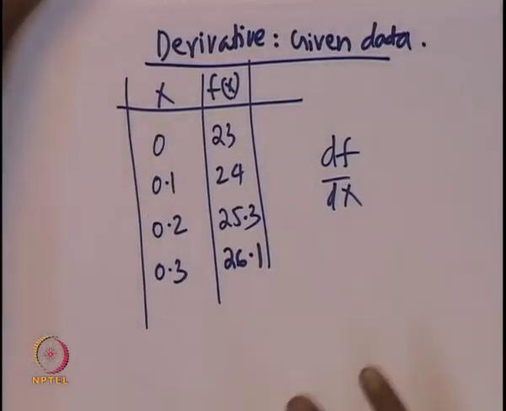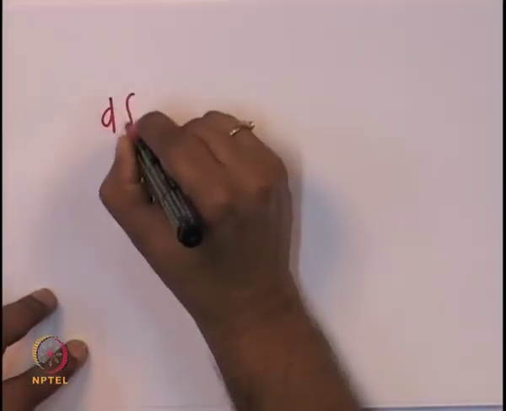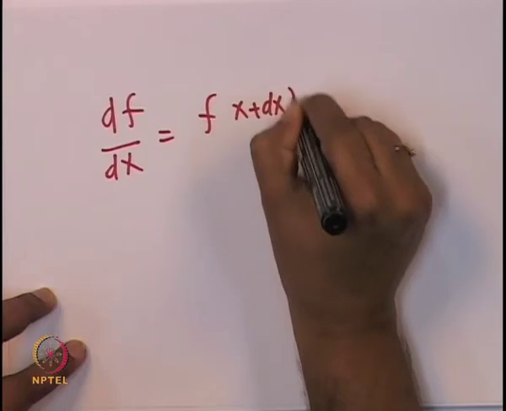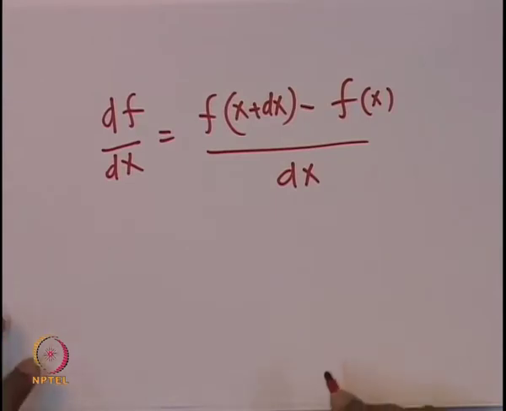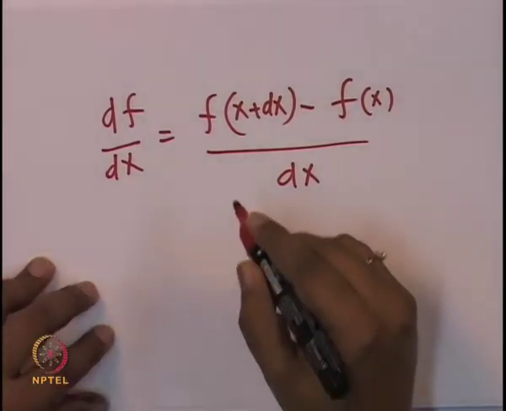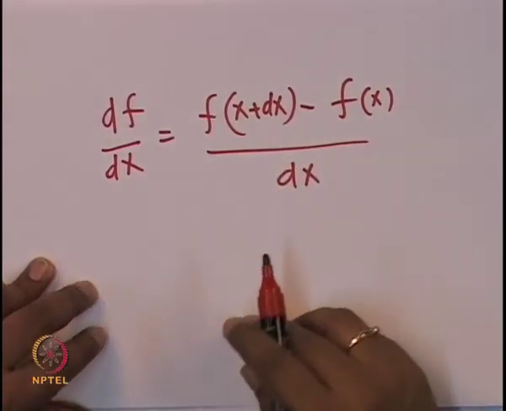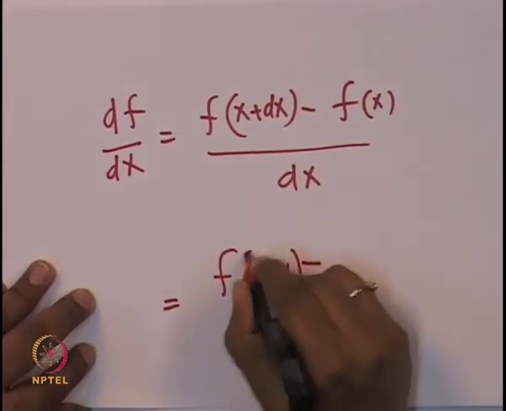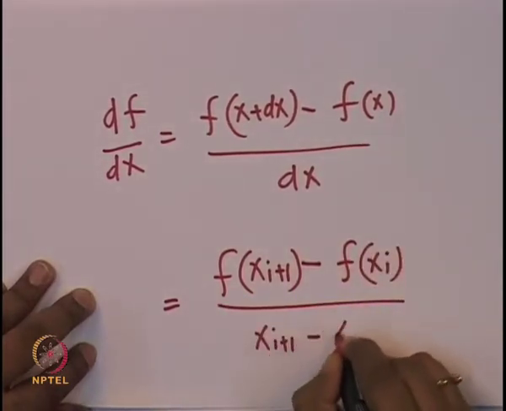It turns out that this is easy. We can extend the results that we already learned. We said that the derivative df by dx is f of x plus dx minus f of x by dx. The same thing can be used here, so instead of dx, this can be written as f of x I plus 1 minus f of x I divided by x I plus 1 minus x I.